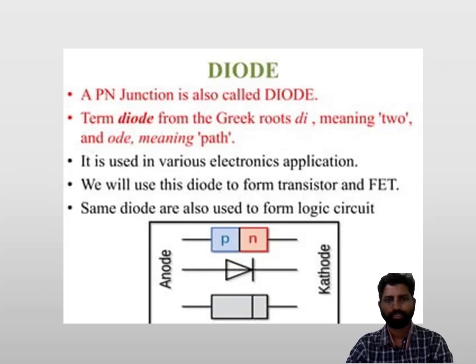So this is the general description of the diode. The PN junction is also called a diode. The term diode comes from the Greek, where "di" means two and "ode" means path, the two paths. It is used in various electronic applications. We use this diode to form transistors and more. And these are the symbols of diodes, the PN junction diode as well as others. This is the main symbol, where there are two terminals, anode and cathode. The P material indicates the anode.